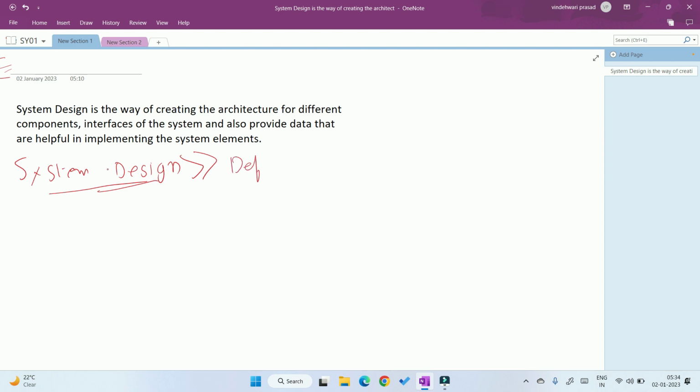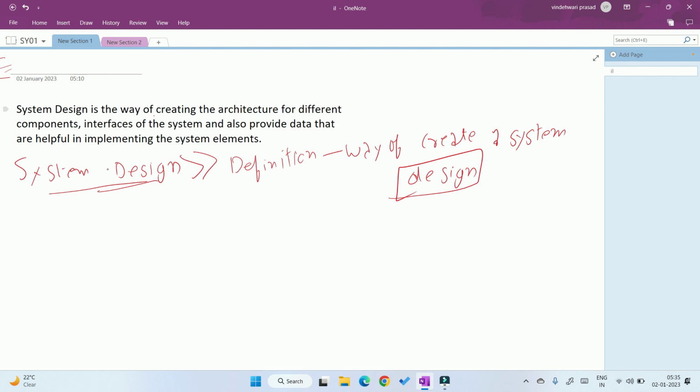Definition of system design. System design is basically a way of creating a system. Creating a system design means creating the design for the system, which means we have to create the architecture for the system, which includes different components and interfaces of the system. What does it mean?